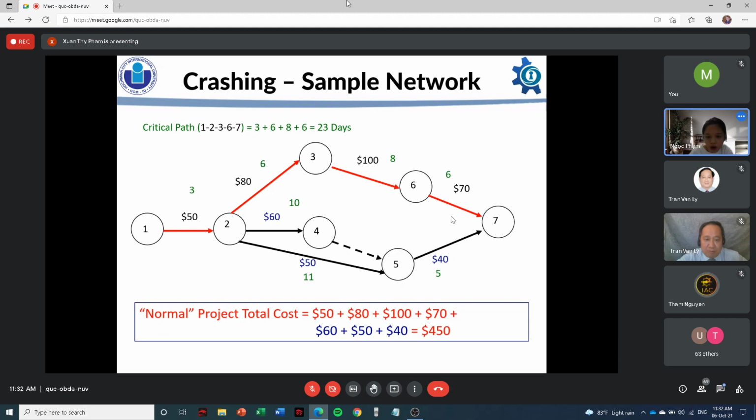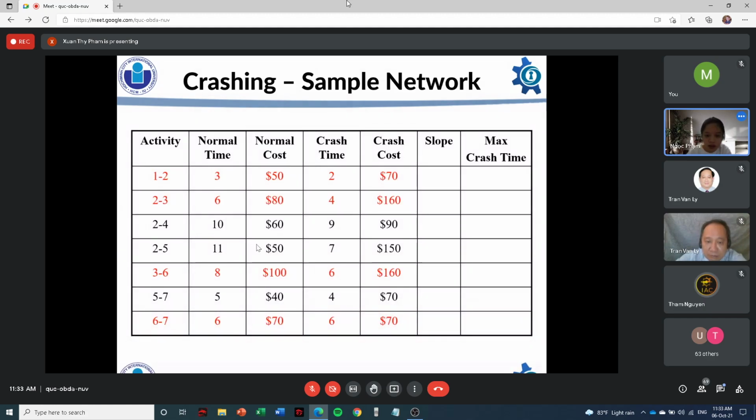As we sum the normal durations 3 plus 6 plus 8 plus 6, we get the normal duration of 23 days. And the normal project cost is the sum of the normal cost of all the activities. Okay, next slide, please. I also presented this before. We calculate the slope and calculate the max crash time in order to determine which activity we will crash first.